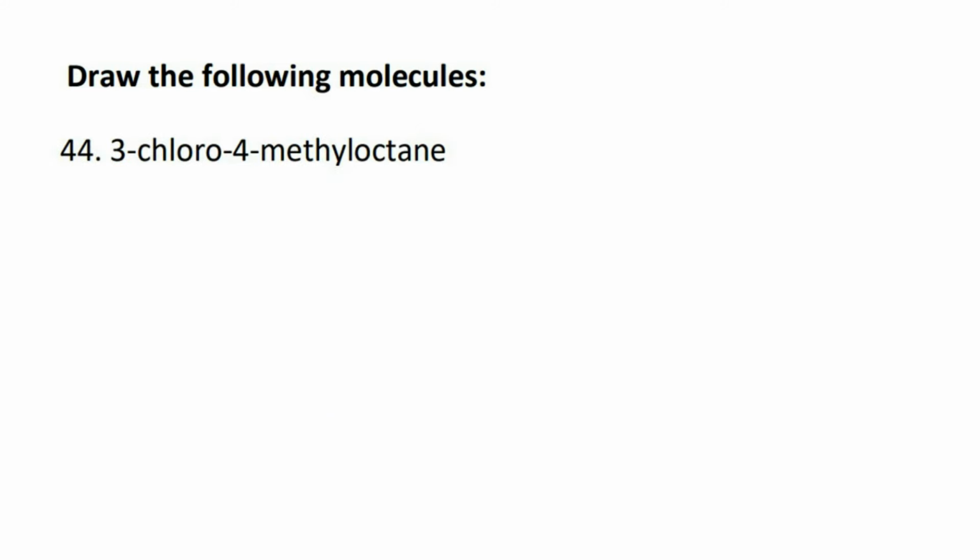Draw the following molecule. So oct means 8, so just go draw 8 carbons. 1, 2, 3, 4, 5, 6, 7, 8. Okay, let's just say that this is carbon 1 and this is carbon 8. You can do it the other way if you wanted to. On carbon number 3, there's a chloro. On carbon number 4, there is a methyl, which is a 1-carbon branch.